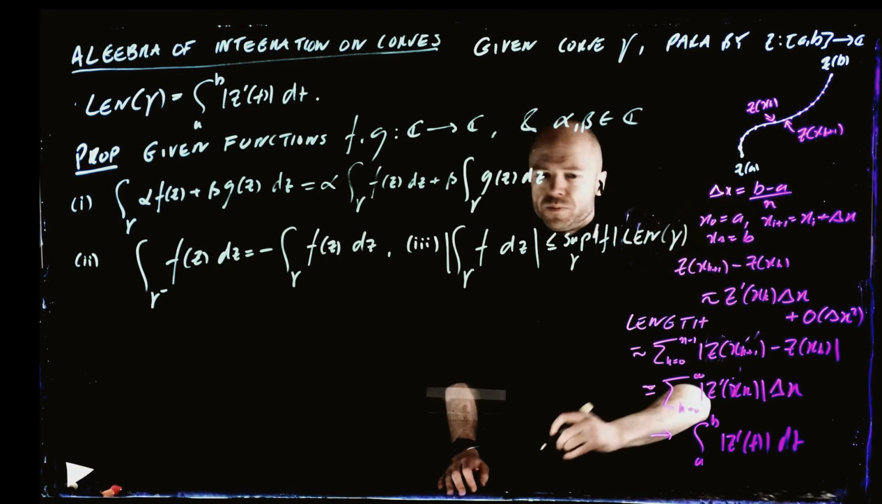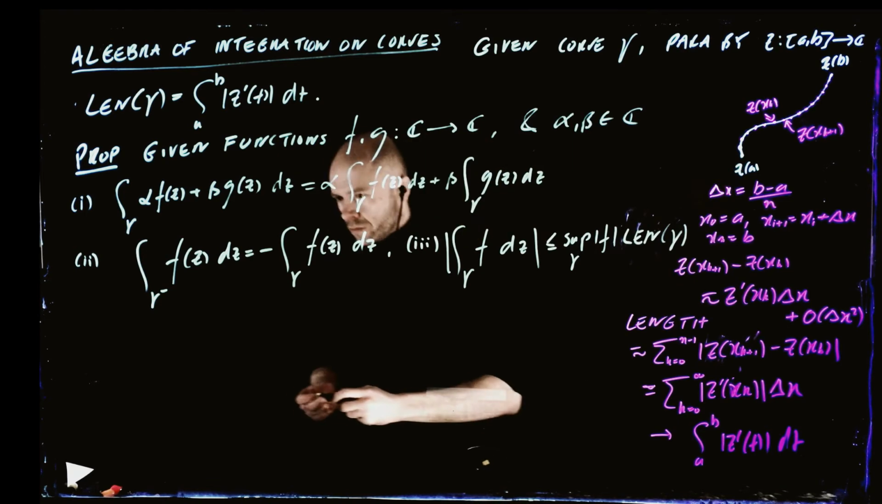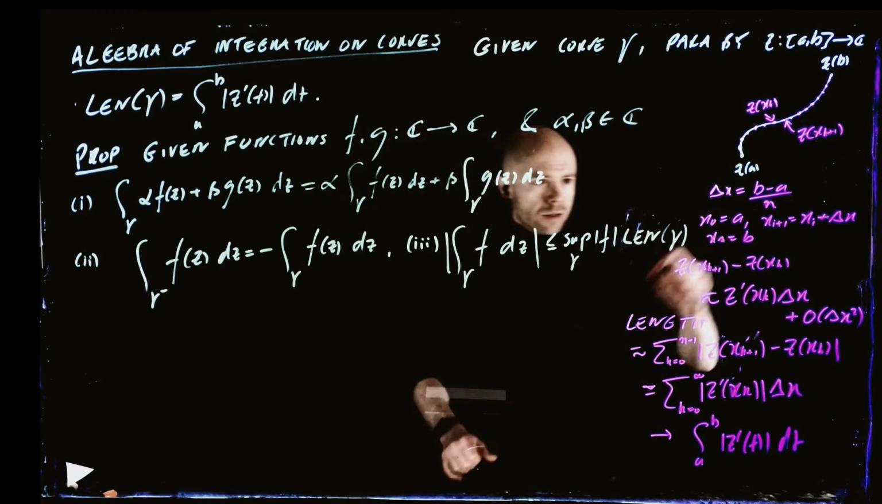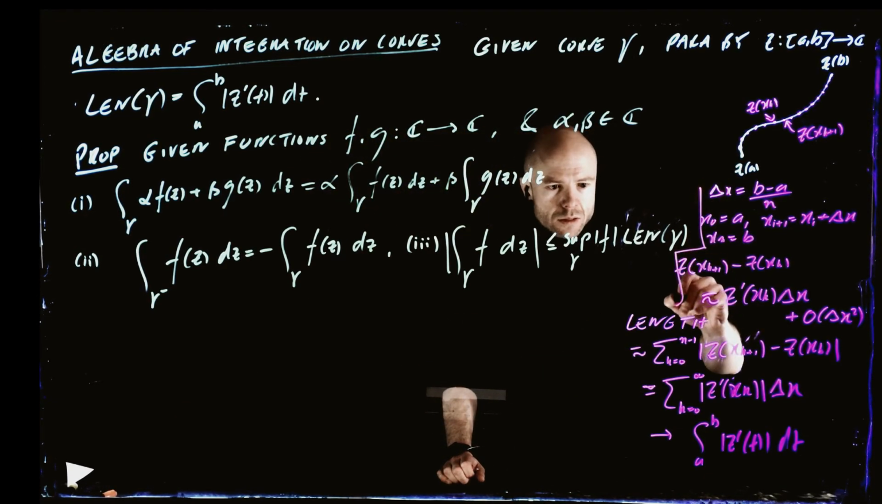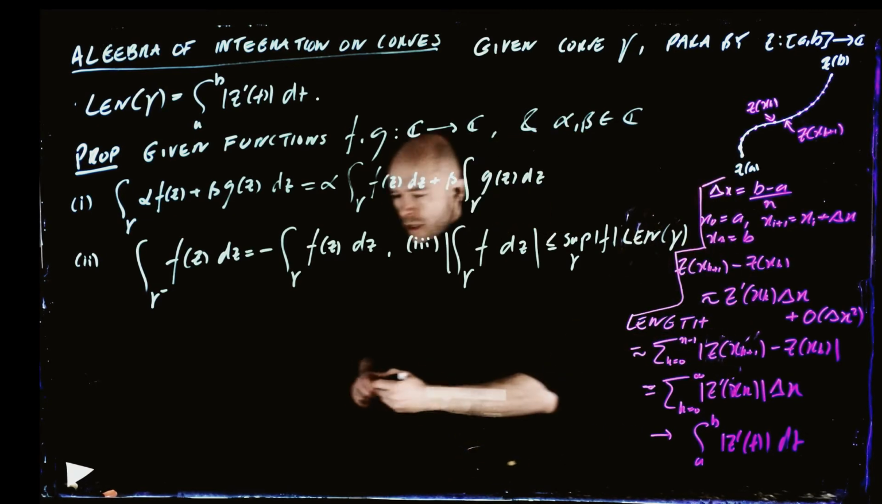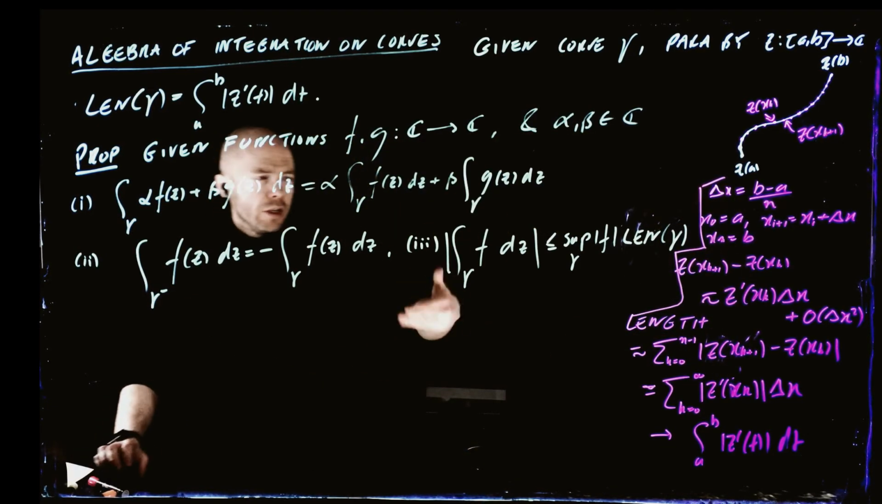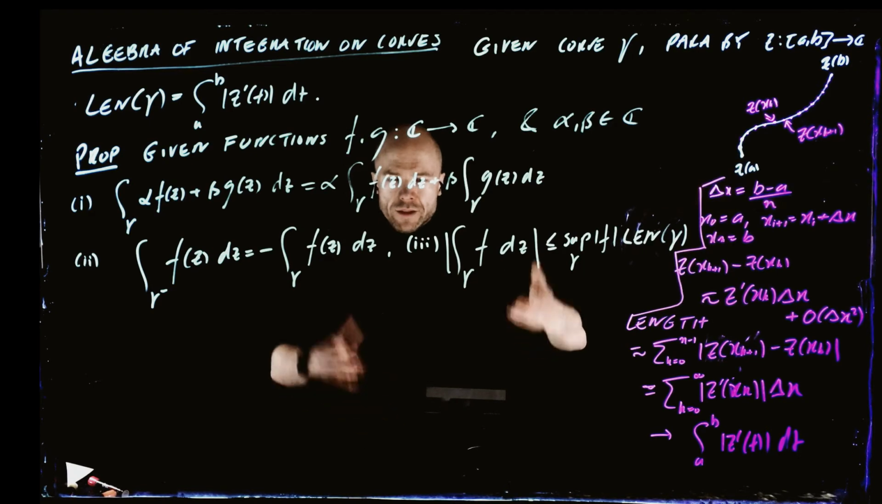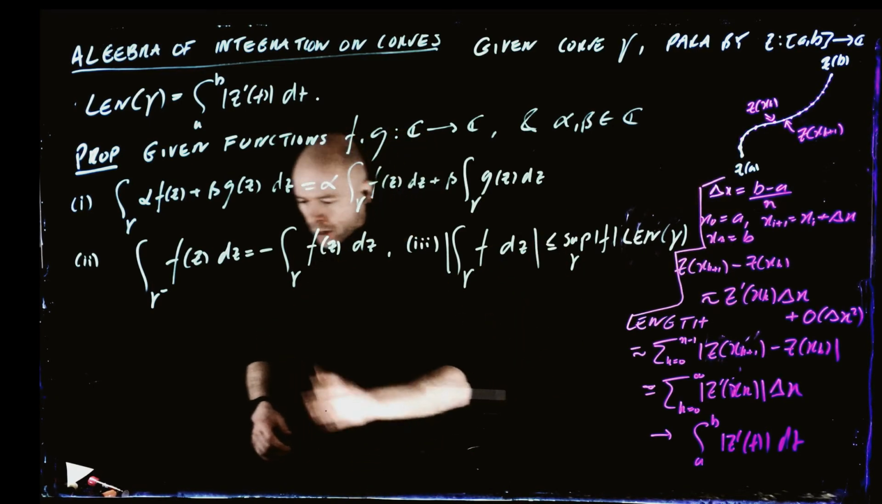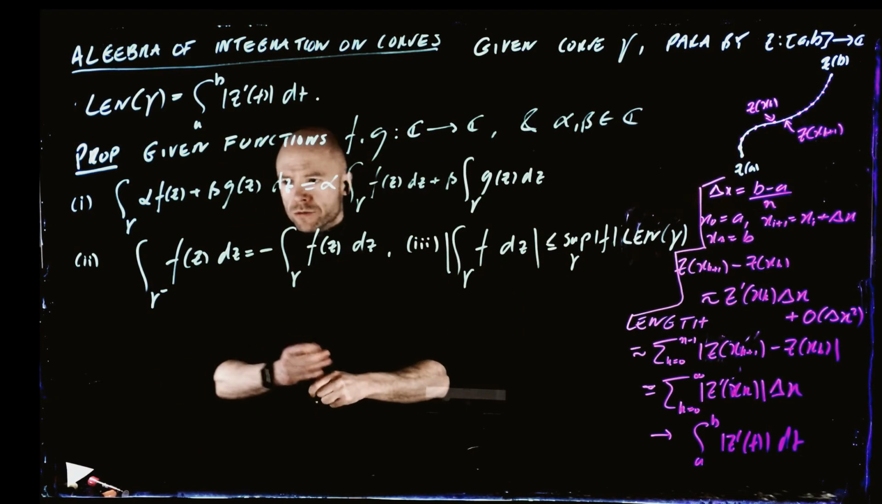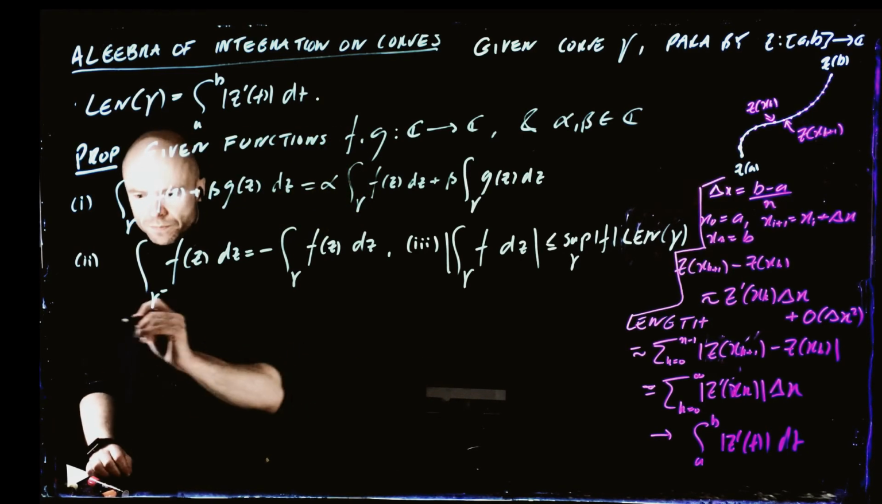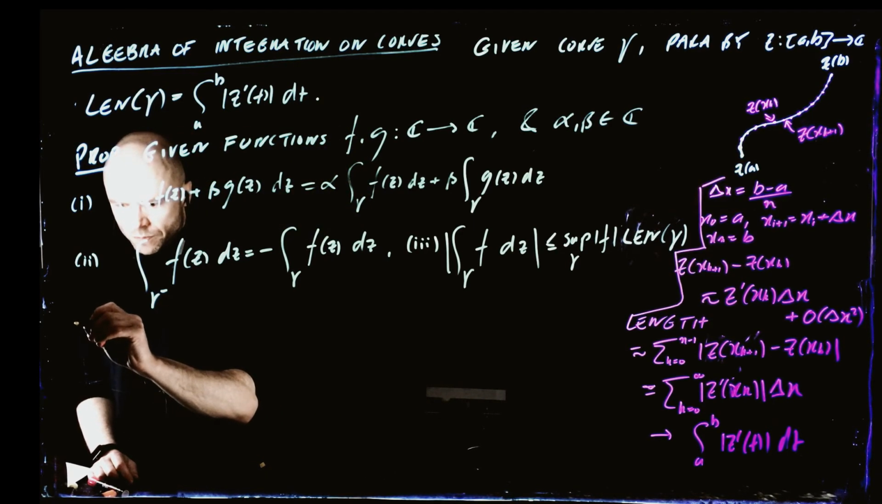Okay, so we have these basic algebra of complex integrals, and this mirrors what we would do if we were doing integrals on the real line. These are natural properties. And let's just prove 2 and 3. So, proof of 2.